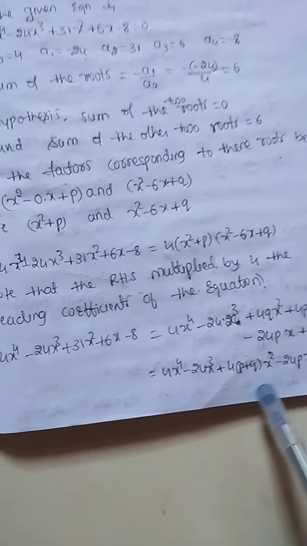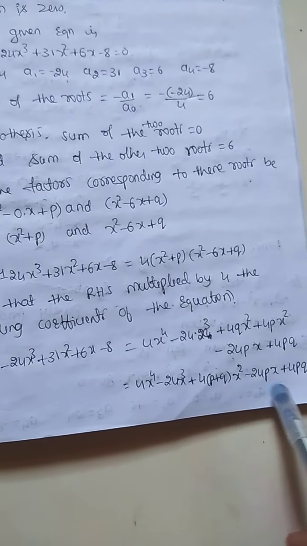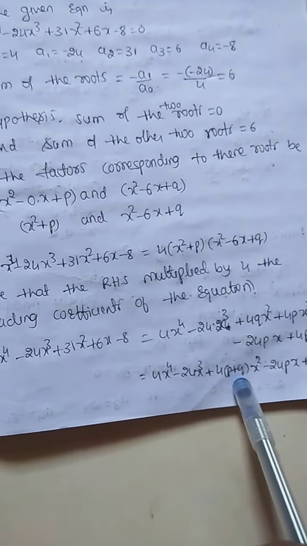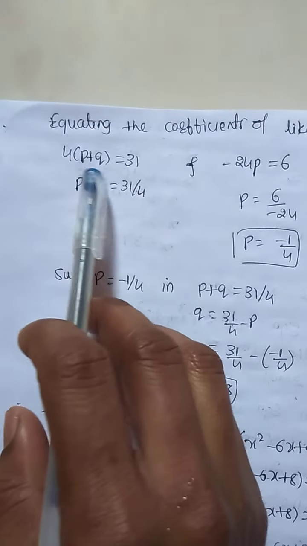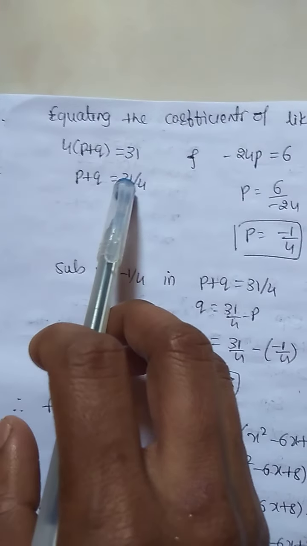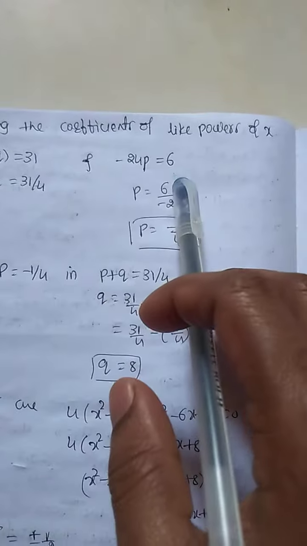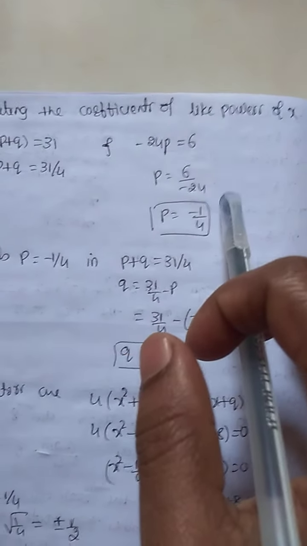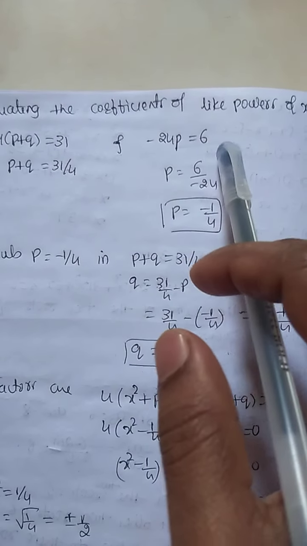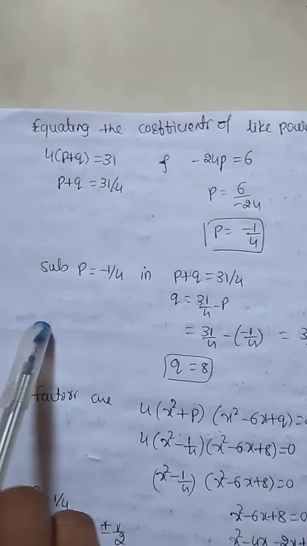Comparing the coefficients of x^2 and x: the x^2 coefficient 4(p plus q) equals 31, so p plus q is 31 by 4. The coefficient of x: minus 24p equals 6, so p equals 6 by minus 24, which is minus 1 by 4.